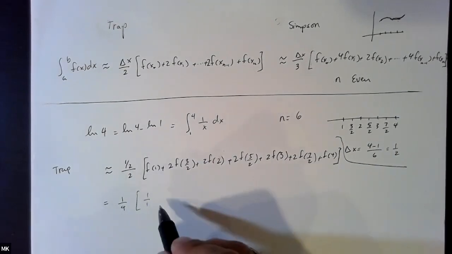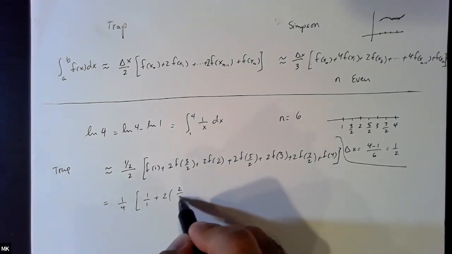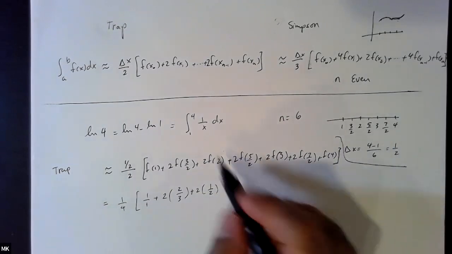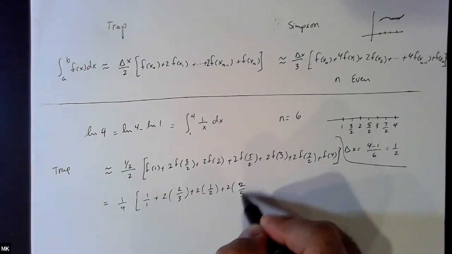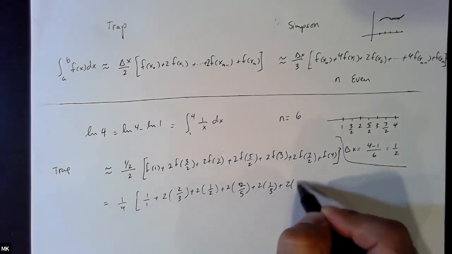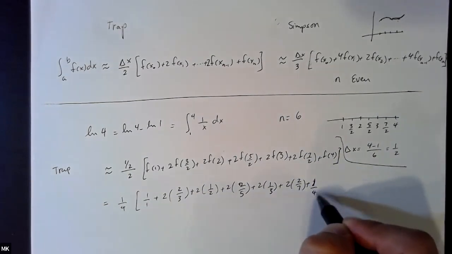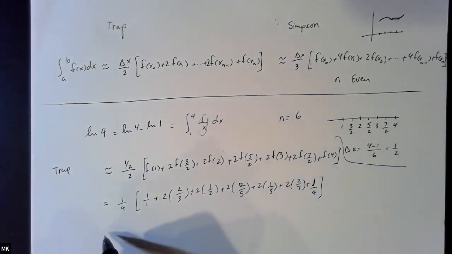f of x1, f of x2, 2 times 2/3, 2 times 1/2. It's just reciprocal, right? 1 over x. 2 times 2/5, 2 times 1/3, 2 times 2/7, and 1/4. Again, remember your functions, f of x is 1 over x. So it just flips all the numbers.